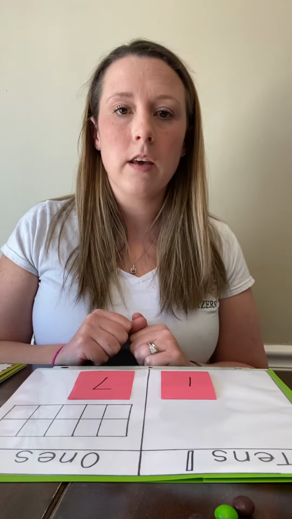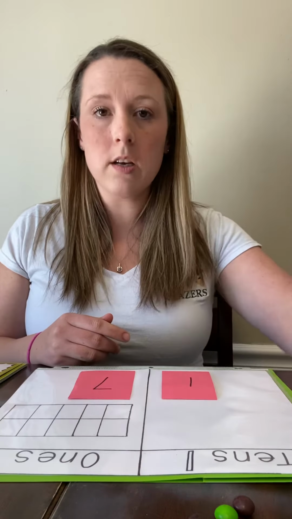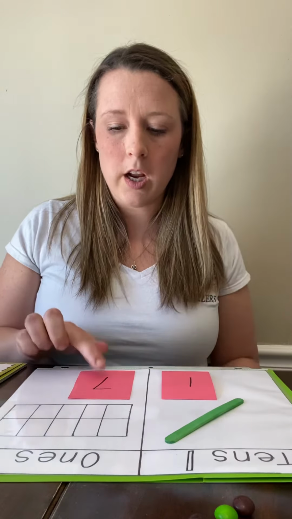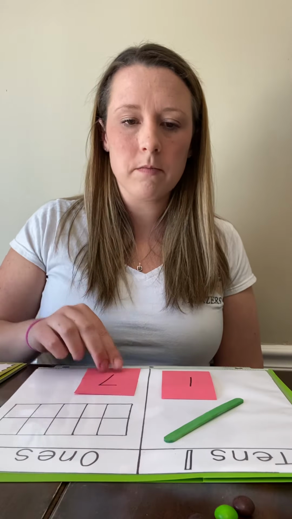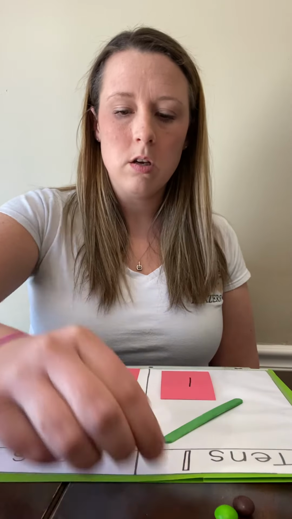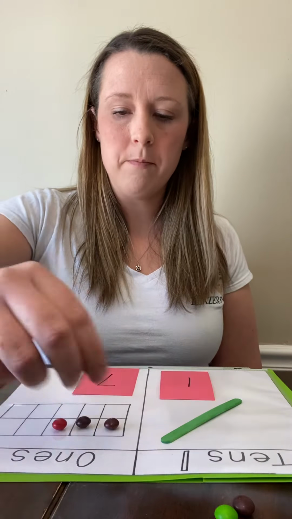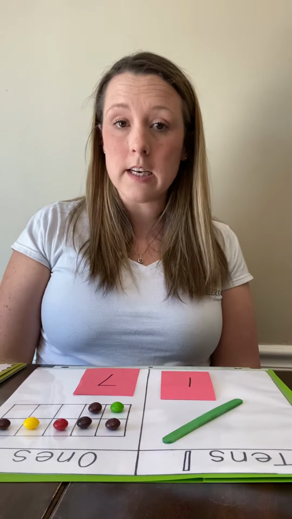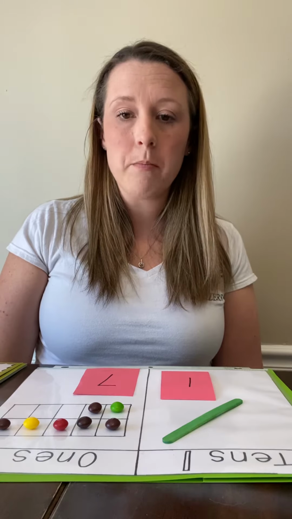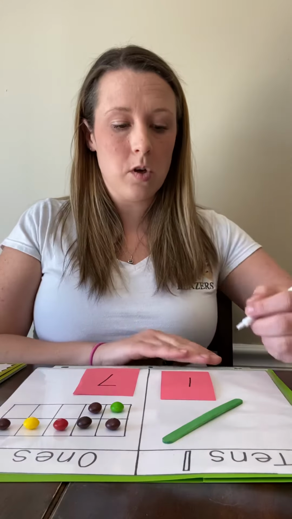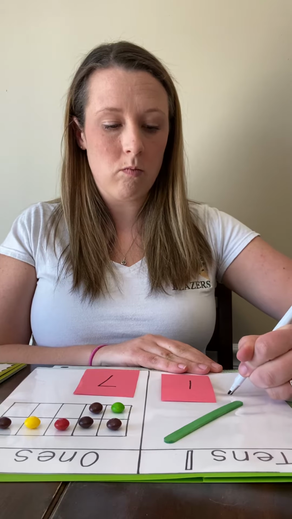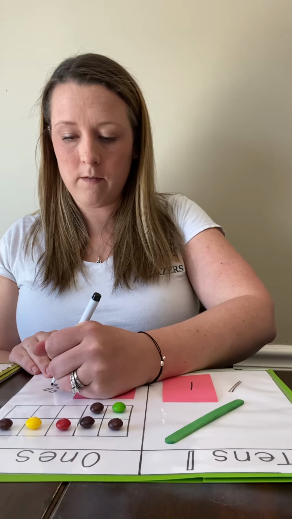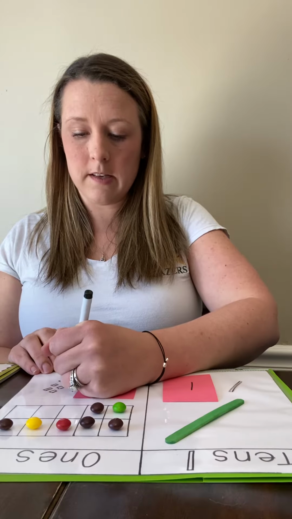And that would give me the understanding that, okay, I need 1 tens rod. And how many ones? I would need 7. 1, 2, 3, 4, 5, 6, 7. You can take this to the next level if they're ready for it by having them draw it. So just 1 rod and 7 ones. 1, 2, 3, 4, 5, 6, 7.